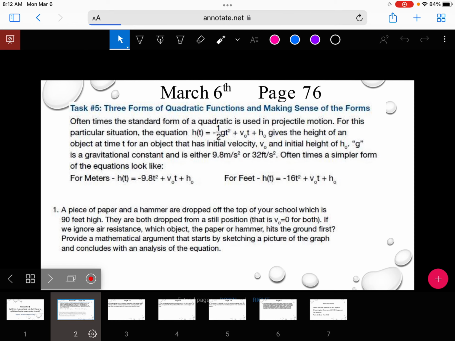And then in the book, they give you these equations. They give you the meters equation and they give you the feet equation. Only problem is, the meters equation they give you is wrong. They made a mistake. They didn't include the -1/2. So you can fix it. I don't know that we actually use it, but it just feels wrong to leave it there. So this -9.8 is wrong. It should be -4.9 T squared.